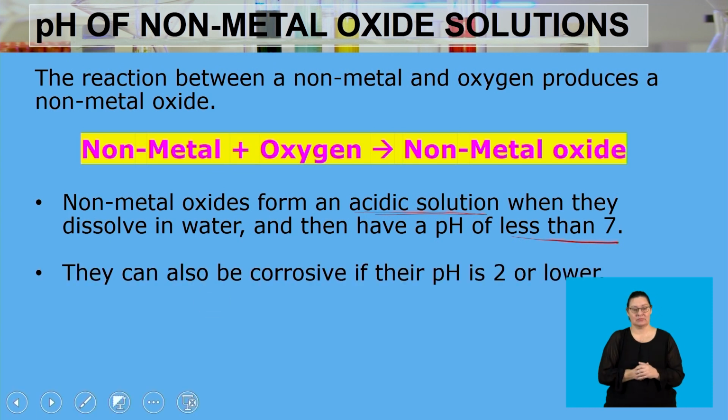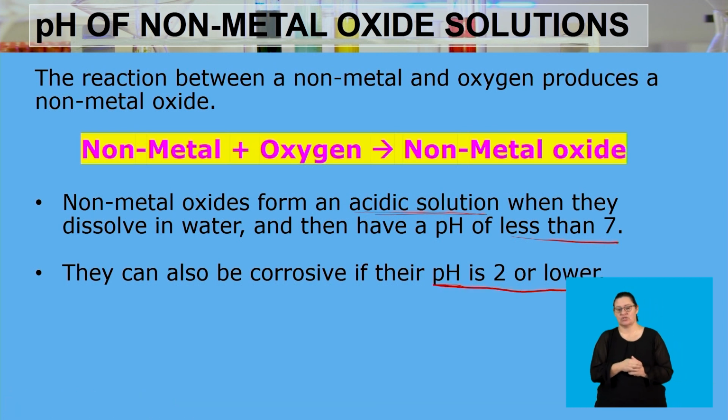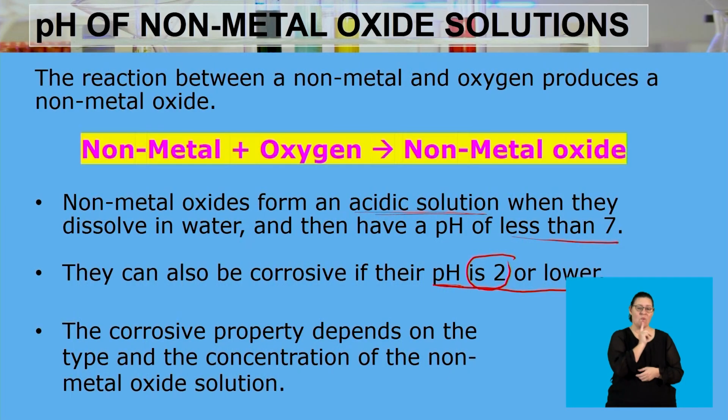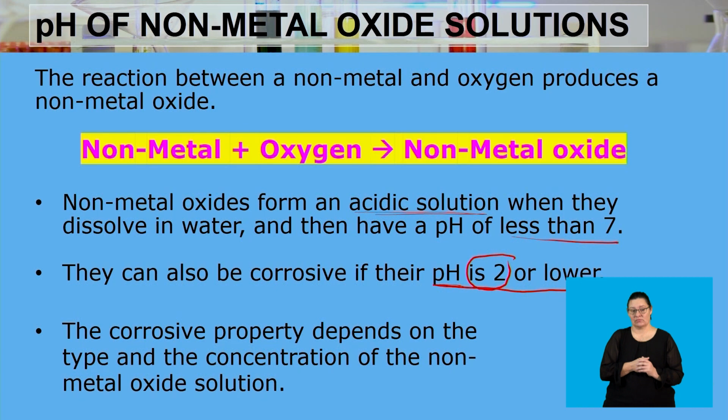They can also be corrosive if their pH is 2 or lower. We do know what corrosive means: it can eat away any material and even flesh. So it can cause damage. So the non-metal oxides, when they are reacting with water and their pH is 2, are going to be extremely corrosive. So we need to make sure that only adults, or people under supervision, handle them when they have a pH that is less than 7 or around 2.